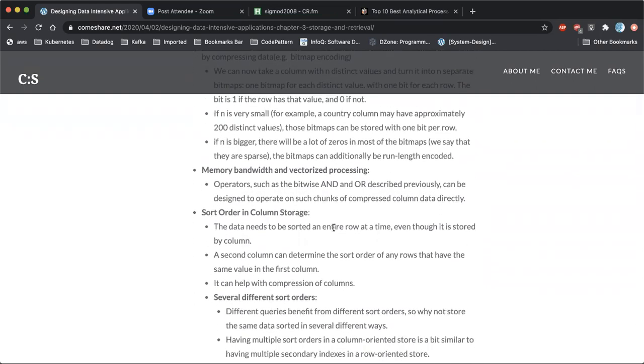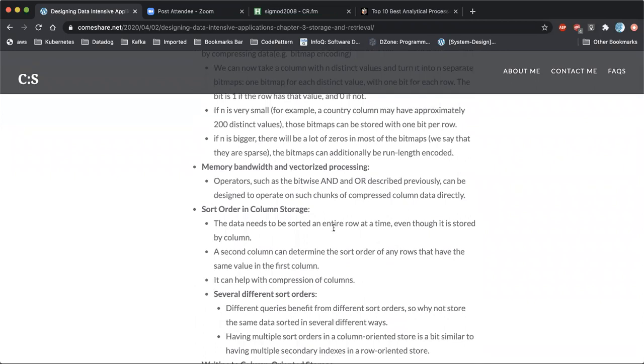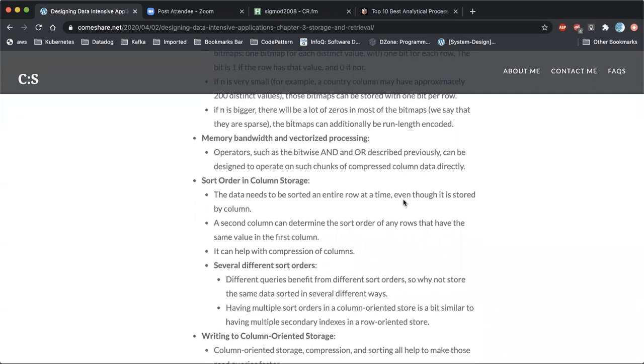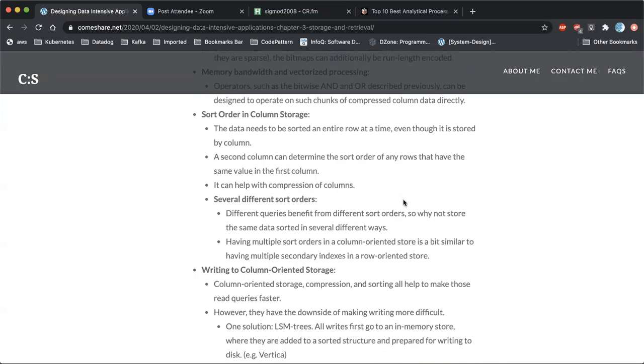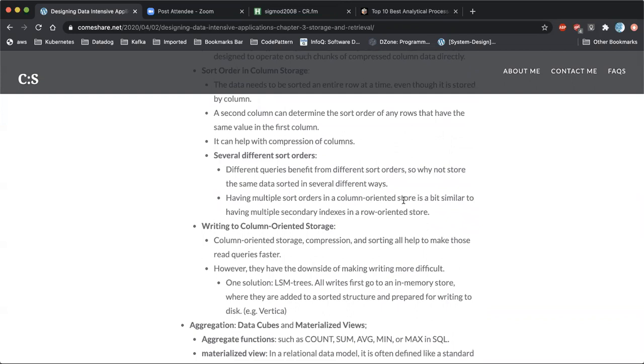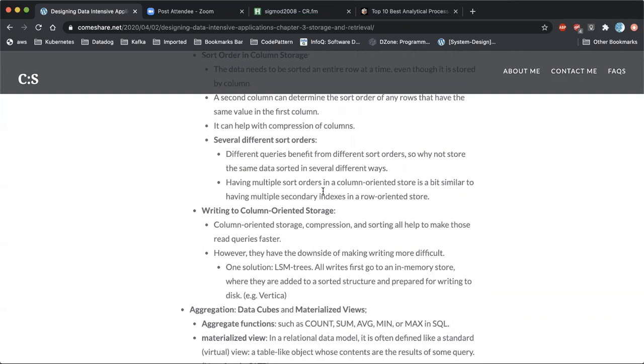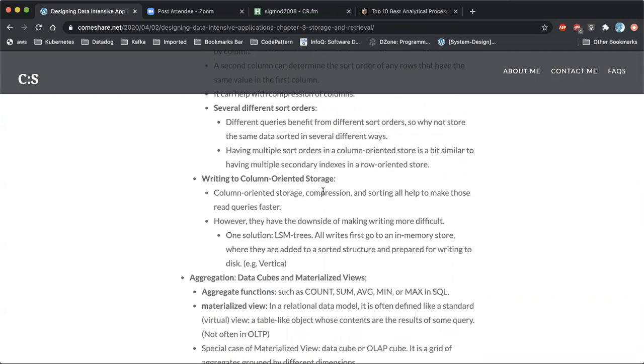I think he also talked about vectorized processing. They can be designed to operate on such chunks and compressed columns directly. I think that's what he meant, using this bit masking to actually store and retrieve them. At a time, different queries benefit different sort orders. I believe we covered in the discussion how this column-oriented storage is actually helping.